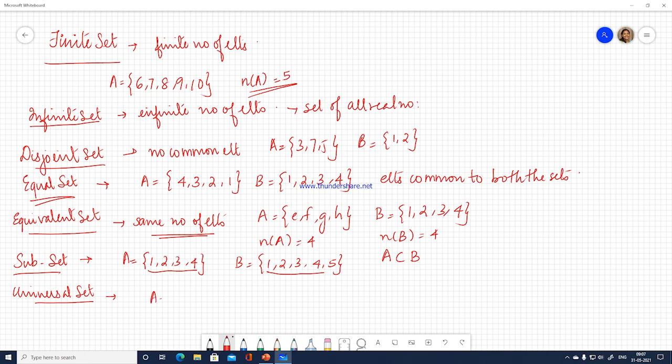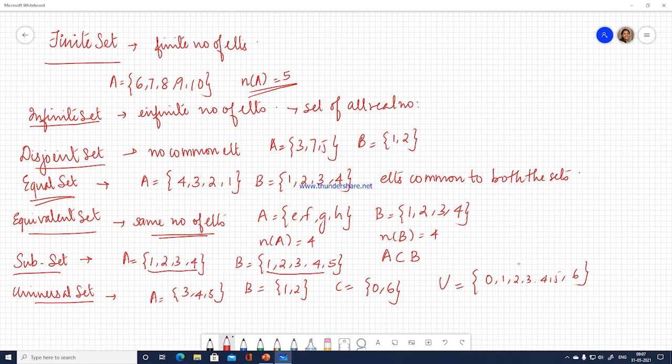For example, let's say A is equal to 3, 4, 5 and B is equal to 1, 2. Then we have another set 0, 6. So if we are asked to find the universal set, the set consisting of 0, 1, 2, 3, 4, 5 and 6 is considered the universal set. The set which contains all the sets under consideration as subsets is known as the universal set.